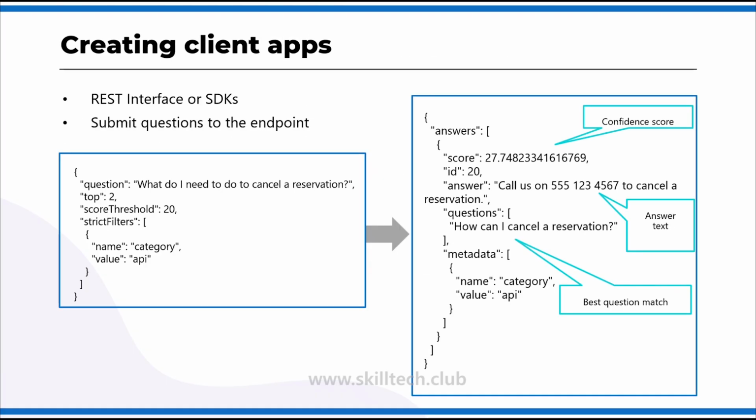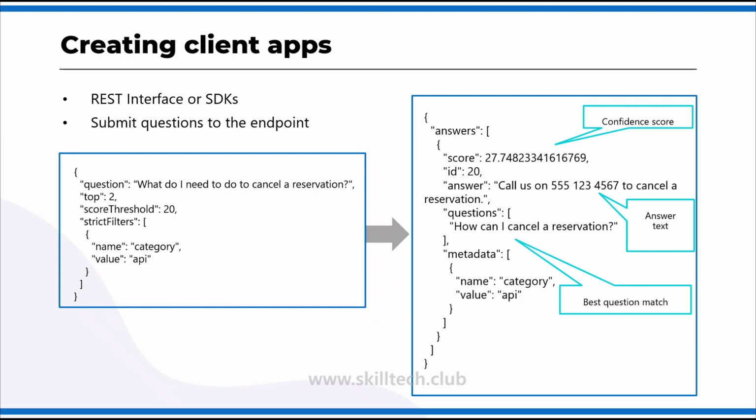How can we create a client application which is going to consume this? Now, obviously, we have a REST-based interface or an SDK. Two different options are there. When you submit a question to a specific endpoint, your question is going to be there. Like here, we have a question: what do I need to do to cancel a reservation? The same question which we discussed.